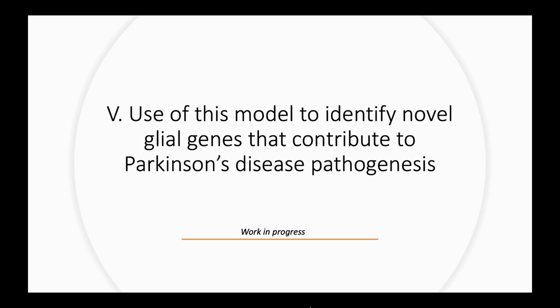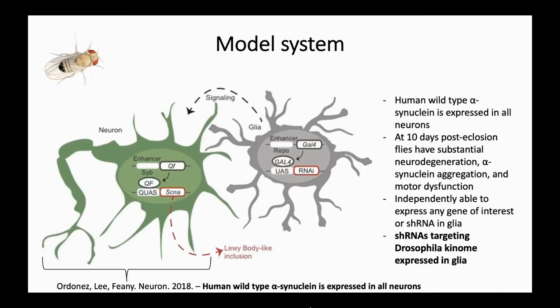Then I've shown you that we can use it to start to understand the mechanism of other Parkinson's disease genes. Now I want to move beyond known Parkinson's disease genes and show you how we can use it to identify novel genes. So yet again, returning to the model slide, here, once again, we have alpha-synuclein expressed in all neurons. And this time in glia, I'm doing an RNAi-based screen to knock down the entire kinome in Drosophila.